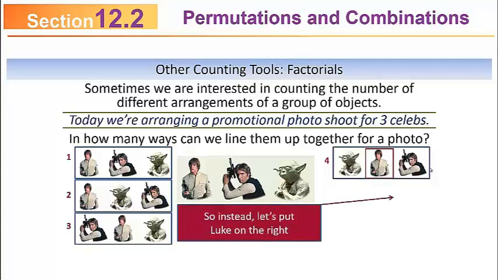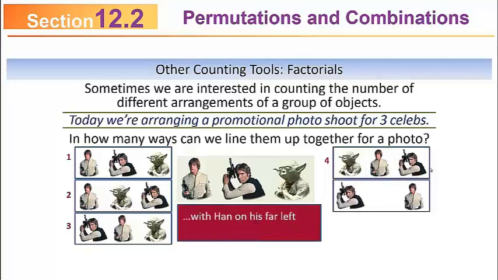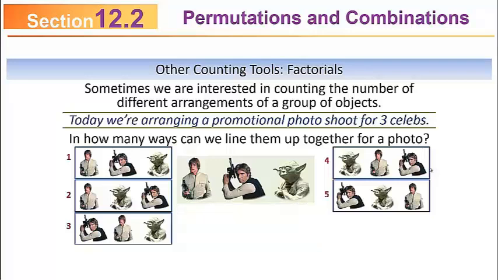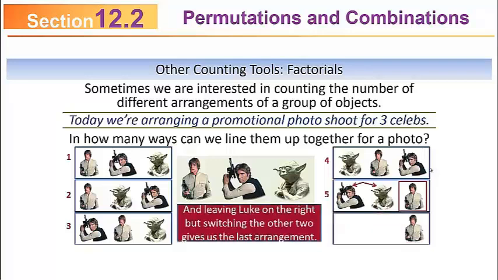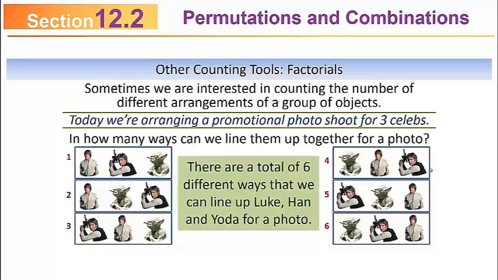So let's move Luke over to the far right. Now let's put Han first, Yoda second, leaving Luke in the third position. The only other thing I can do is switch Han and Yoda. And that's a 6th way to do this. As you can see, I've put Luke in every possible position, and then I've switched the other 2 around Luke. So there's no other way to do it, and the answer would be 6.